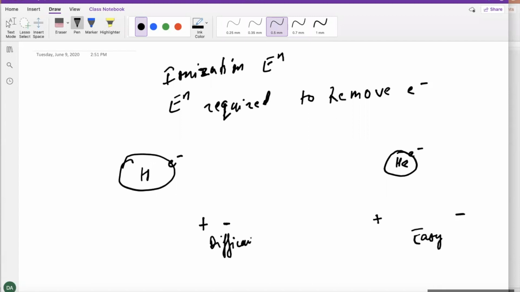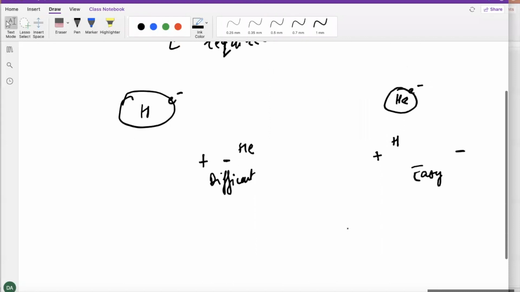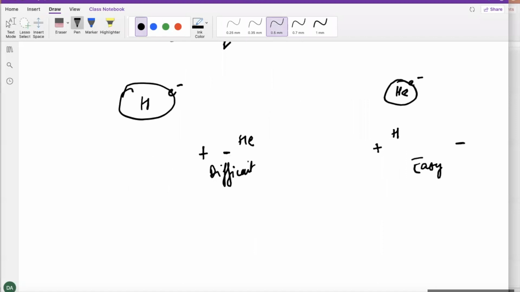Now, which one is which? Is this one hydrogen or is this one helium? See, when the atom is smaller, then the positive and negative are going to be closer. So this is the example of helium, and this is the example of hydrogen. Okay, so helium is going to be more difficult to lose the electron.